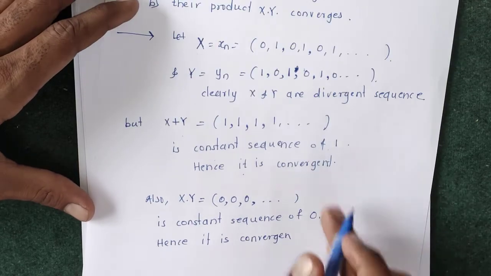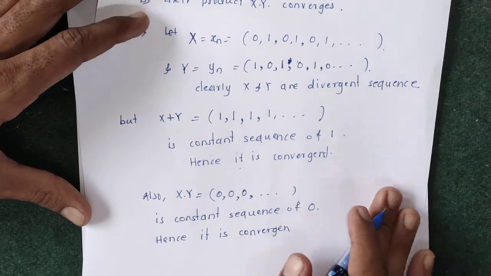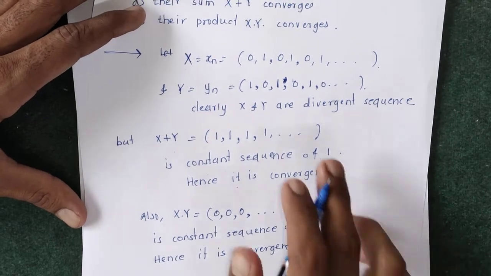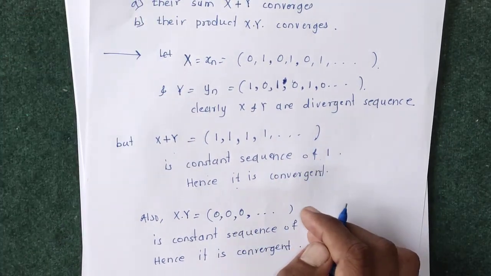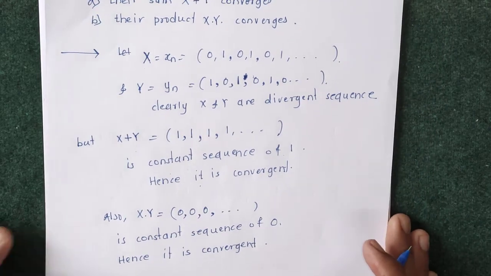So xn equals this and yn equals this are the examples of divergent sequences such that their addition as well as multiplication is convergent. Hence, this is the solution of this example.